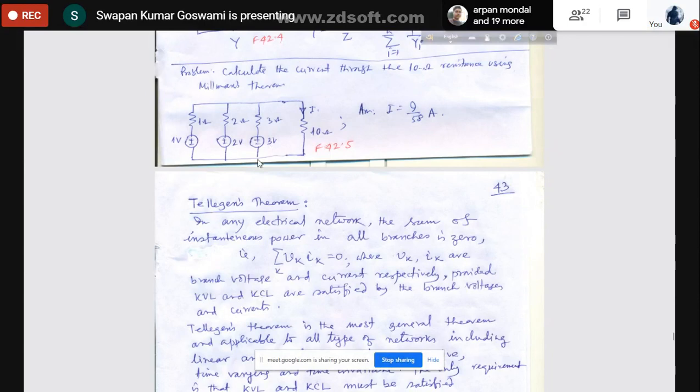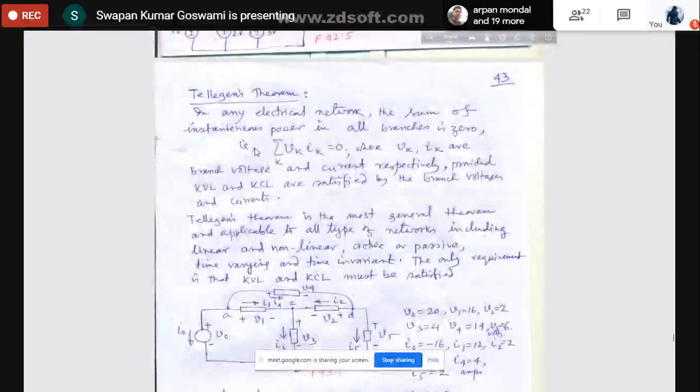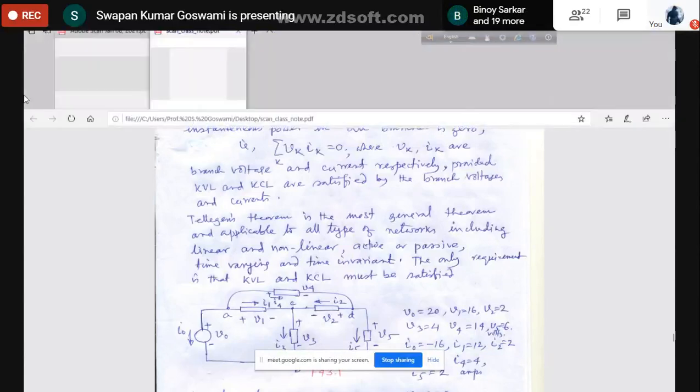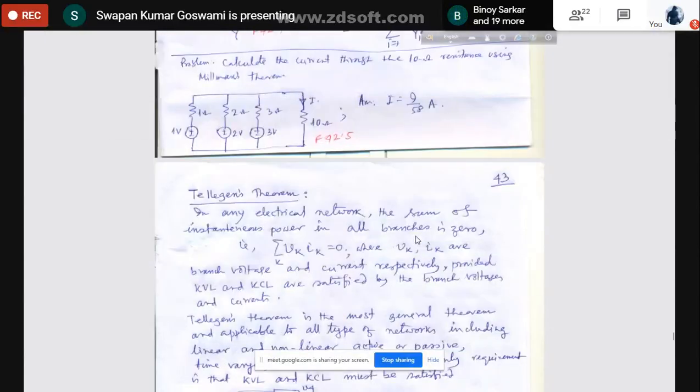Okay. Now second is Tellegen's theorem. Tellegen's theorem, you can say, is the most general purpose theorem. Okay, what is that? It is also very simple.